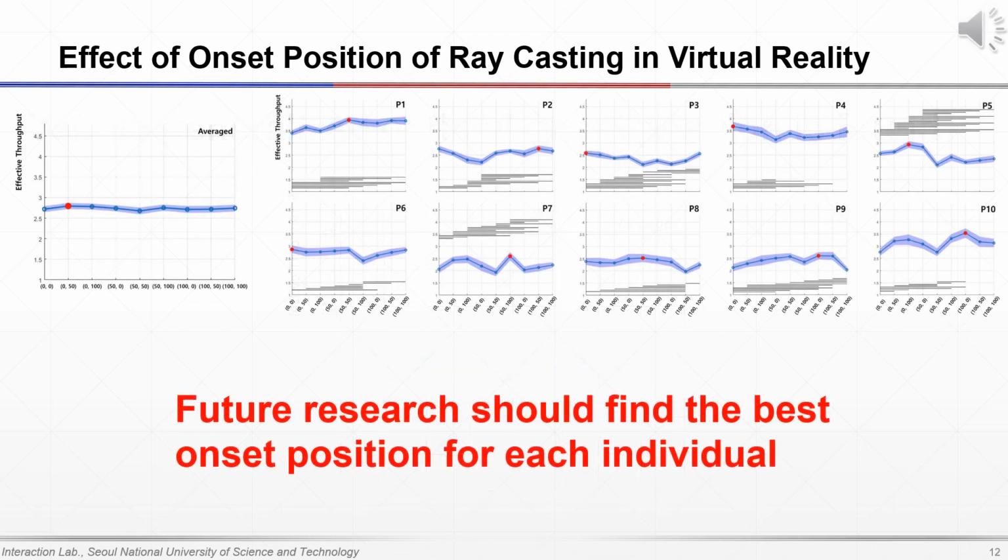Our findings suggest using a customized approach that considers the unique preferences and responses of users when applying ray casting in real-world settings or future studies. This view could make interactive ray casting systems more user-friendly and effective by focusing on individual needs instead of a general solution. In future work, we should find the best onset position for each individual.